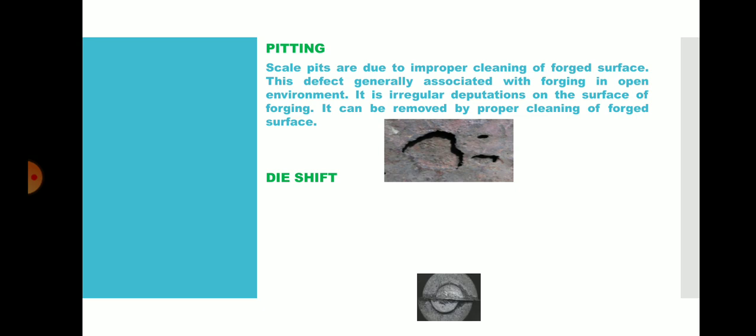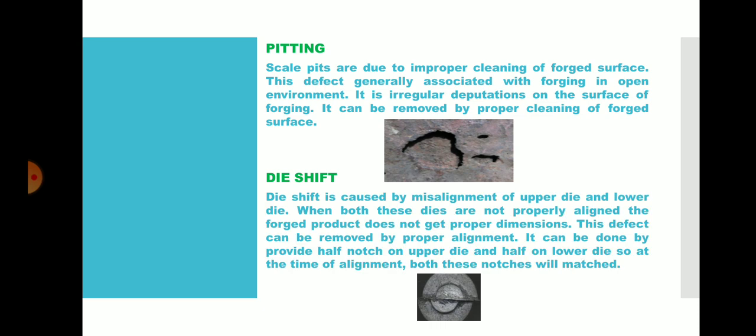Here we see interior misalignment in the product. Die shift is caused by misalignment of the upper die and lower die. When both dies are not properly aligned, the forged product does not get the proper dimension. So it is a defect of misalignment of the dies. This defect can be removed by proper alignment.